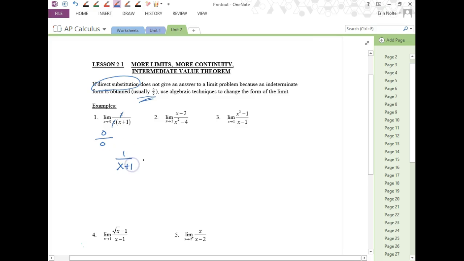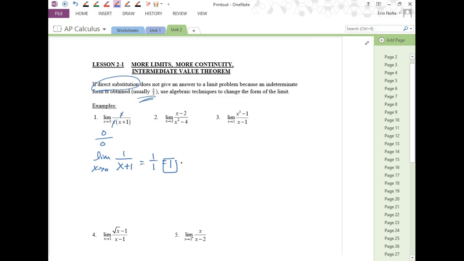over x plus 1. So at that point, I'm going to do my limit as x approaches 0 again, and I'm going to plug 0 into this new function. If I do that, I would get 1 over 1. I don't plug a new value in, I simplify the function and then plug it in again.